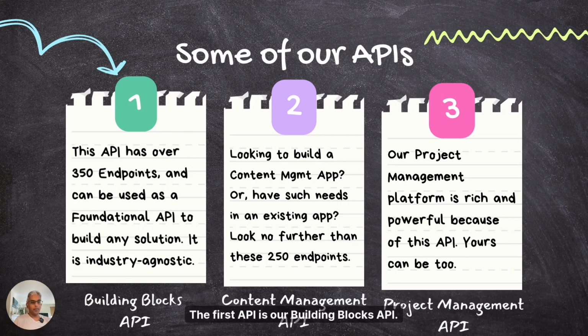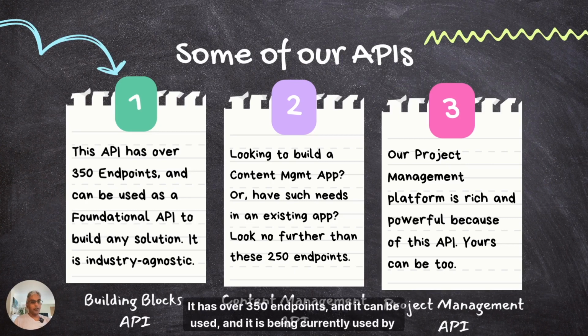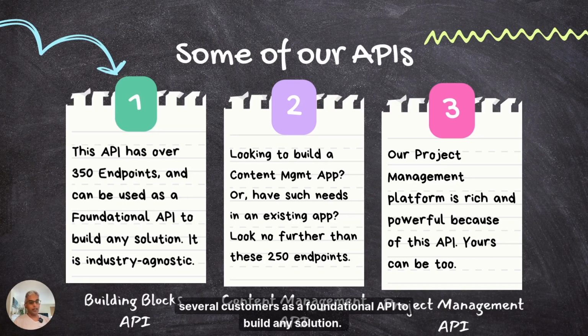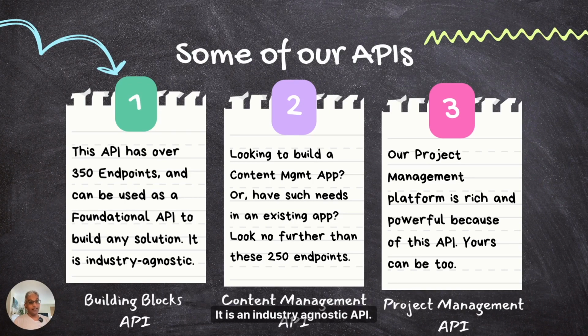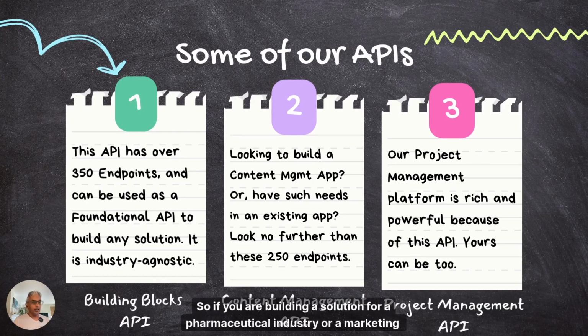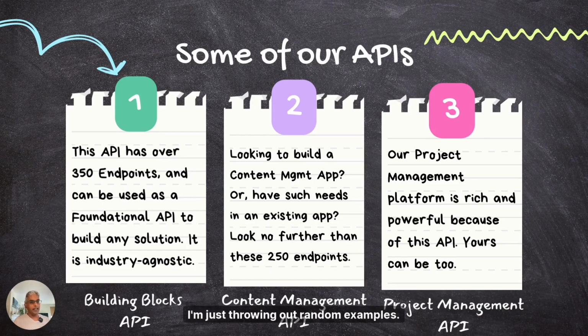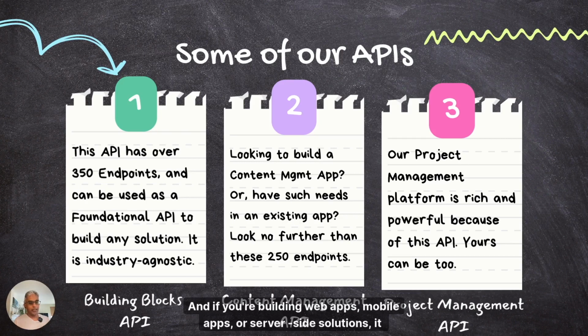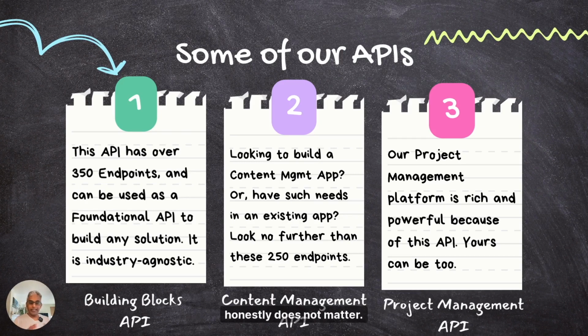The first API is our building blocks API. It has over 350 endpoints, and it is being currently used by several customers as a foundational API to build any solution. It is an industry agnostic API. So if you are building a solution for a pharmaceutical industry or a marketing industry or a hotel and restaurant industry, or it doesn't matter what it is, right? I'm just throwing out random examples. And if you're building web apps, mobile apps, or server-side solutions, it honestly does not matter.